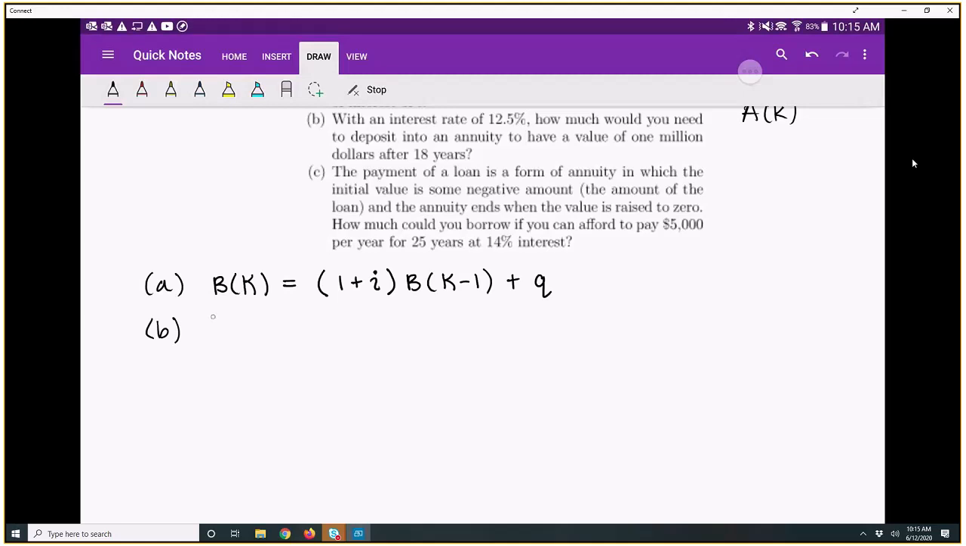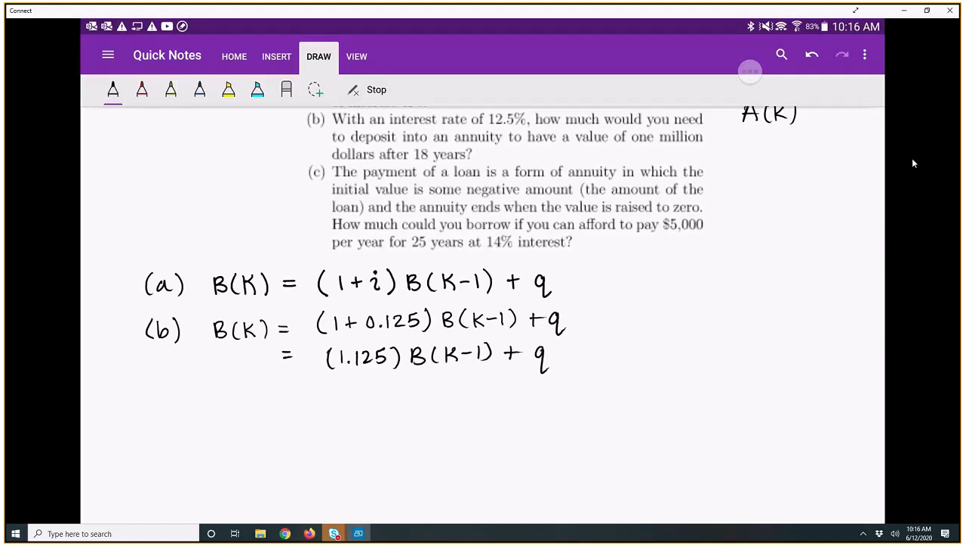So let's start by plugging into our form that we found in part A, this interest rate. So 12.5%, I can write it as 0.125. So 1 plus 0.125, bk minus 1 plus q. And that's equal to, of course, 1.125 times bk minus 1 plus q. So then, if I subtract it over to the other side, if I subtract this 1.125 bk minus 1 term, then it starts to look like a recurrence relation.